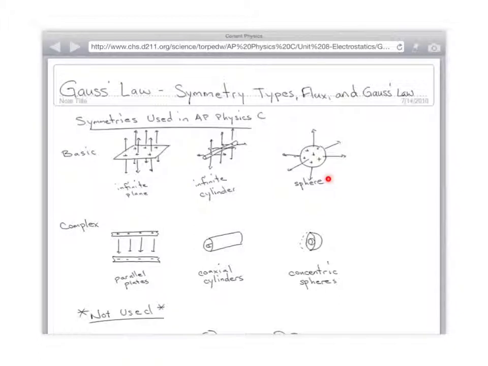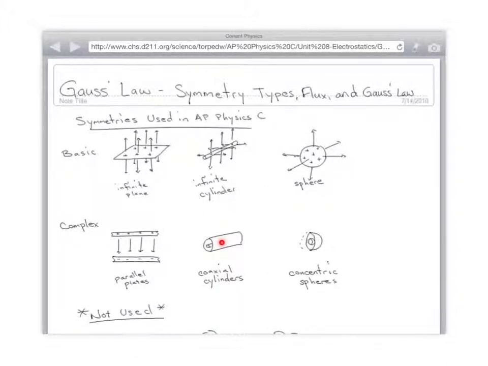Now, these are the three basic shapes we're going to deal with in AP Physics C. More complex versions of these shapes: what if you had two infinite planes, one on top of the other? Which way would the field point? Positive and negative. Yeah. All right, coaxial cylinders. Well, we've got one cylinder inside another cylinder. One would be pointing straight in and hit the other one.